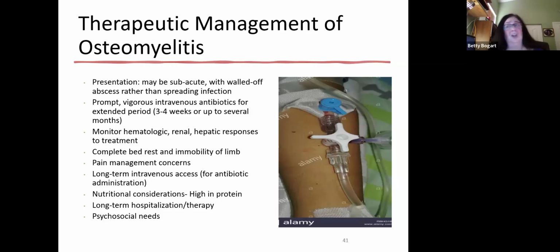Again, they're a kid. You'll always think about an infection. You always think about nutrition, nutrition, nutrition. Any infection, bone infection, you need to have this child high in protein. It does help with healing, right? Healing, protein, yes. Adult, children, both. It doesn't matter.